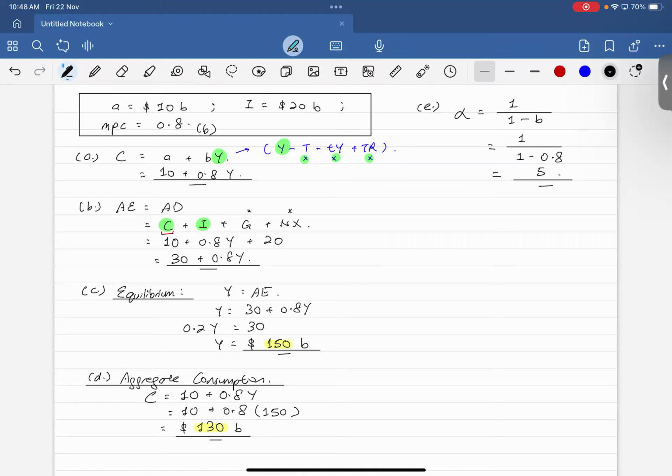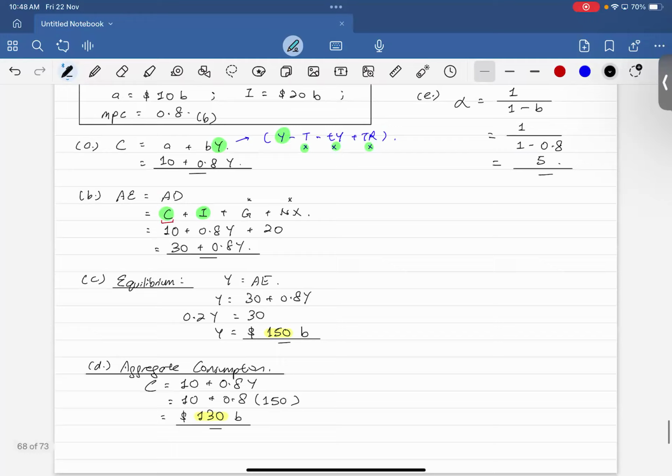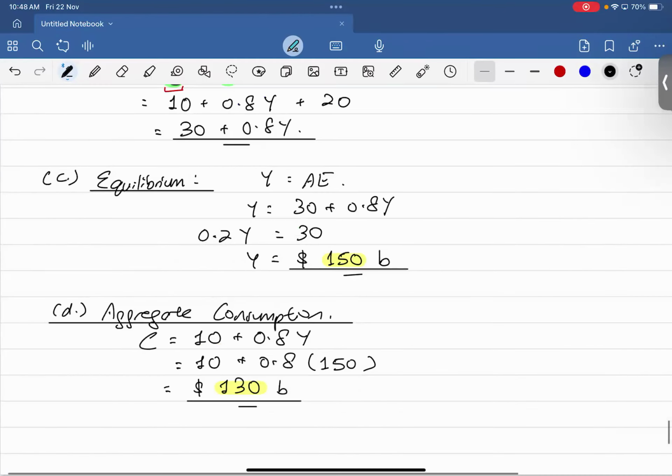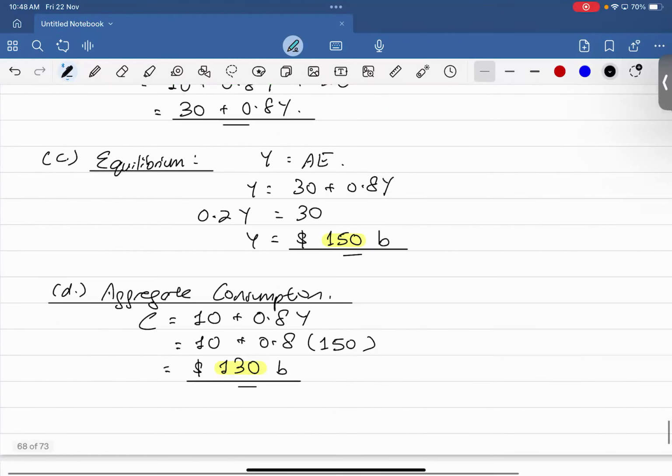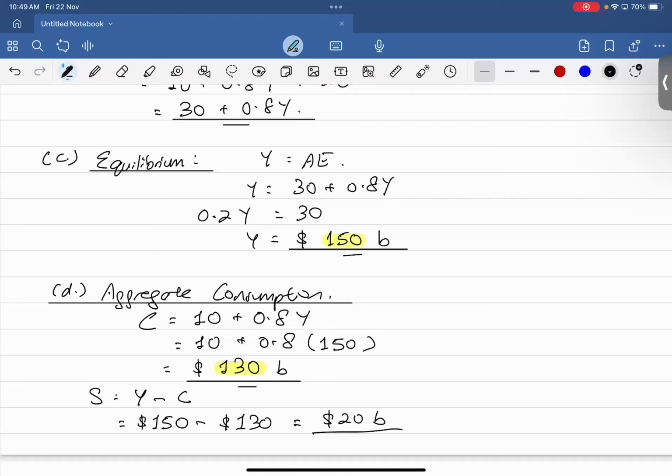Now, just now you found the consumption function. If I want to ask you to calculate the saving function, can or not? Also can. If I want to calculate saving, I will just use income minus consumption. Income is 150 minus consumption is 130, becomes 20 billion. That is if I want to calculate saving.